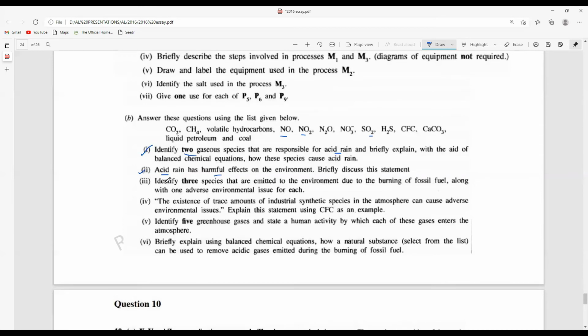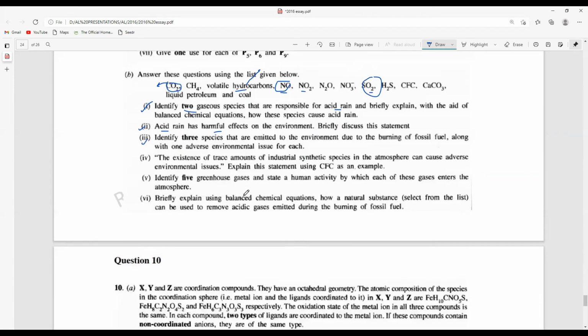Okay. Identify three species that are emitted to the environment due to burning fossil fuel, along with one adverse effect. Basically, the main one is CO2, which is a greenhouse gas, so it will cause global warming. And NO, which will cause photochemical smog. And volatile hydrocarbons, which can also cause photochemical smog. You can write any of these, or even SO2 or NO2 that can cause acid rain. You can write any of these three.